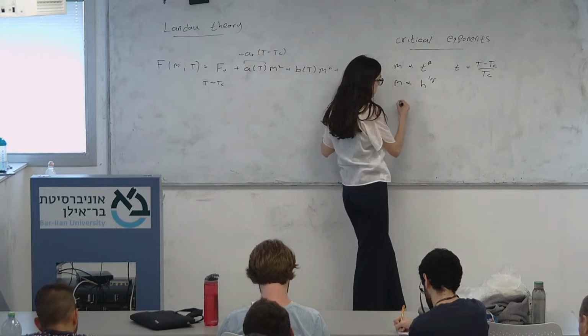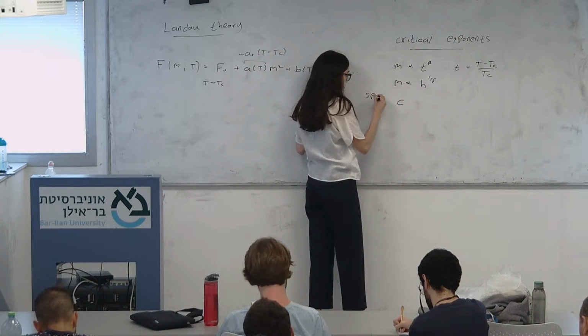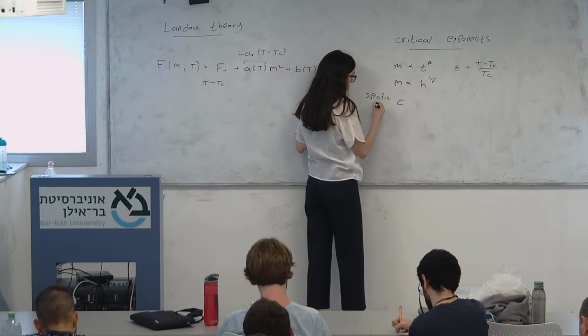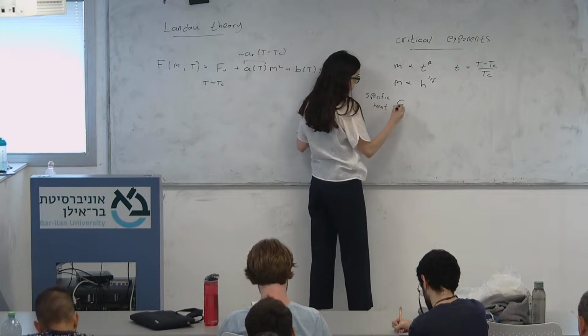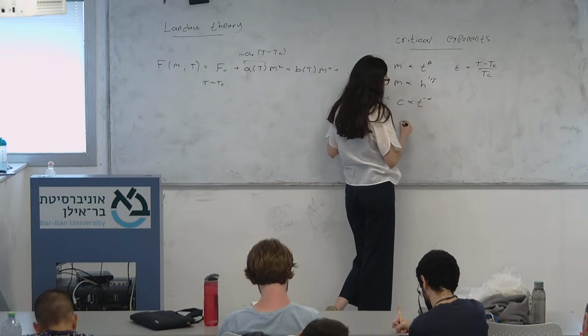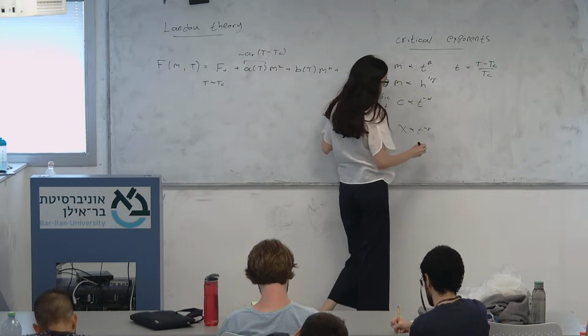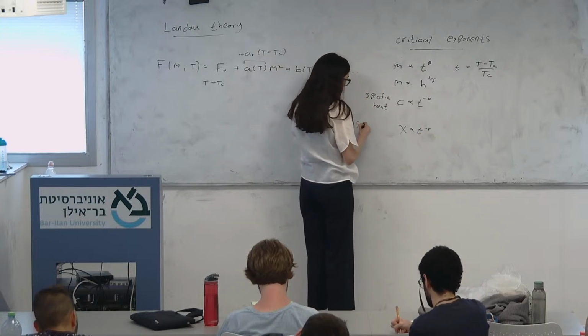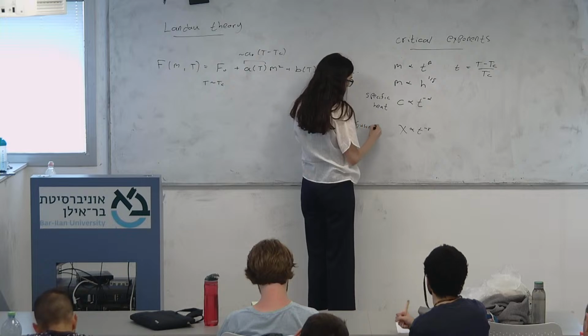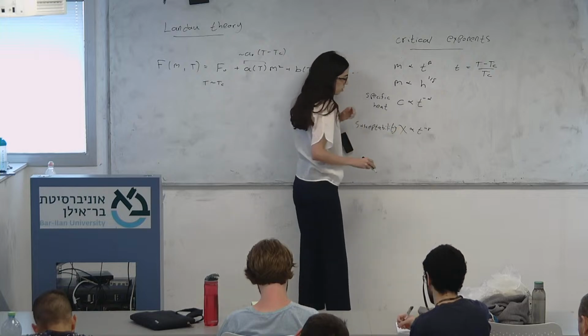You have the specific heat, so right here, that is t to the minus alpha, and you have the susceptibility that is t to the minus gamma. So that's the susceptibility. And those are the four.